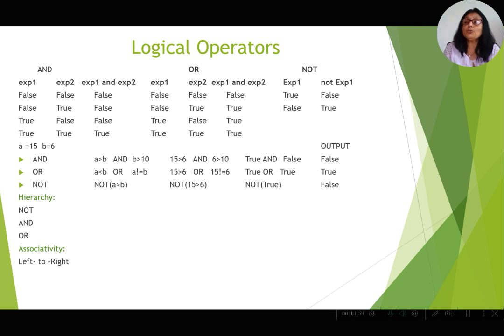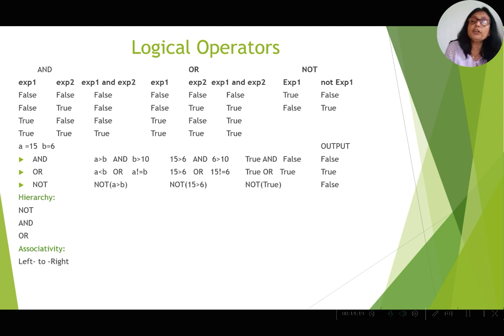In this case, which one will we execute first? First is your relational expression. So 15 greater than 6, it is true, and 6 greater than 10, it is false. So true and false is false. As I told you, in case of and, if one is false, the output is false.